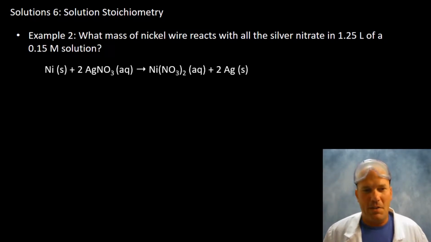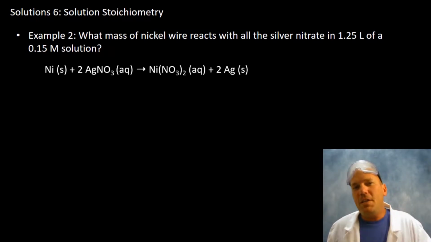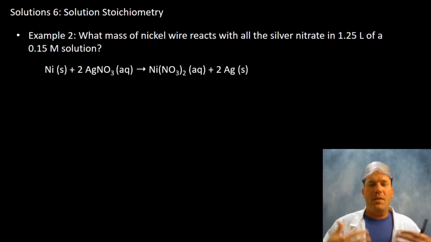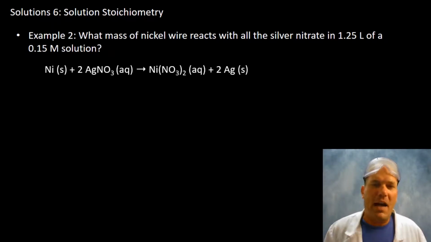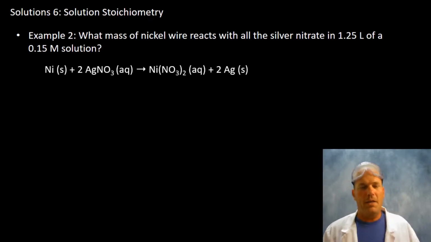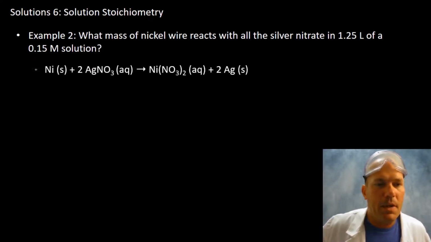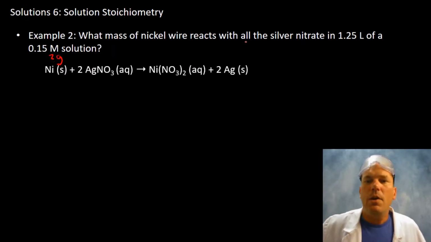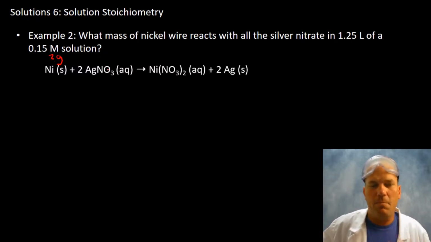This reaction does occur, and as a result, we're going to yield nickel(II) nitrate in solution, and along with that we'll have our solid silver. Okay, so we're going to write down and look at what we are being asked for. We're being asked for what mass of nickel wire, in grams, reacts with all the silver nitrate in this solution. So we want this reaction to go to completion.